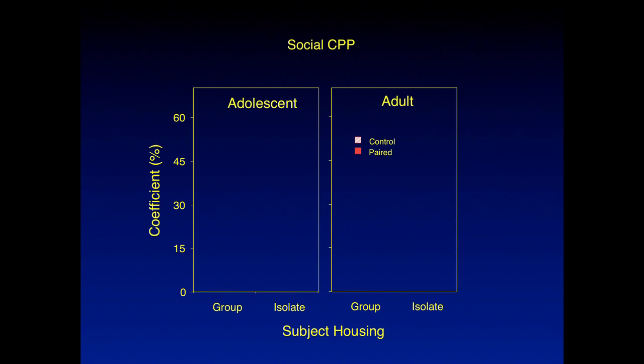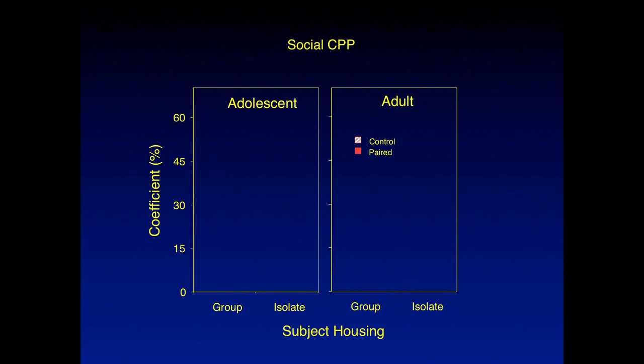So what we did is we made the animals into two different categories of social wanting, essentially, of social desire. We had animals that either were group housed or isolate housed. Isolate housing is just putting them in a cage by themselves, they don't have anything to play with, they just get food and water. Group housed animals are with other age mates, usually litter mates, up until the time that they're tested.